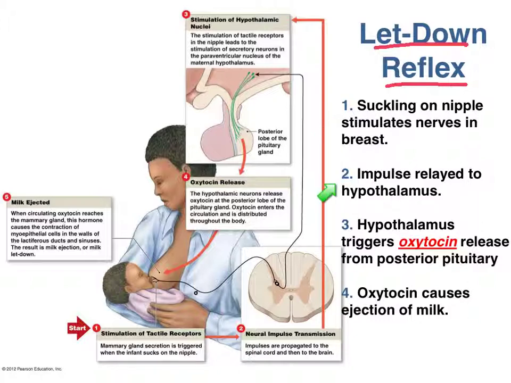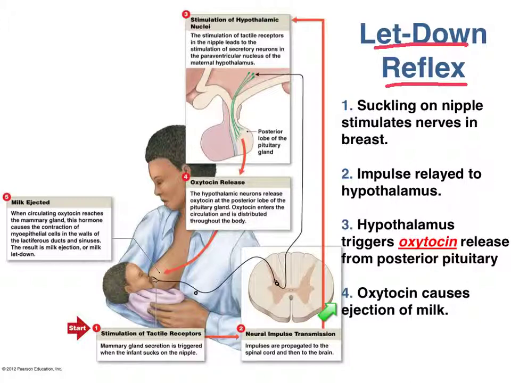This mechanical stimulation sends signals to the hypothalamus. Remember from the endocrine system that the hypothalamus controls the pituitary gland. When the nipple is stimulated, the hypothalamus triggers the posterior pituitary to release oxytocin. Oxytocin triggers contraction of the myoepithelial cells in the mammary glands and release of breast milk through openings in the nipple.